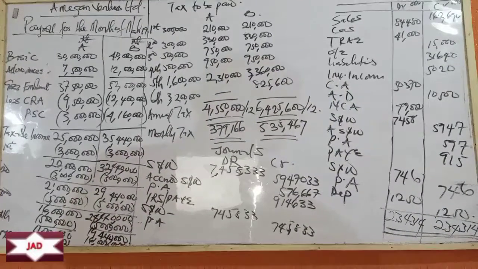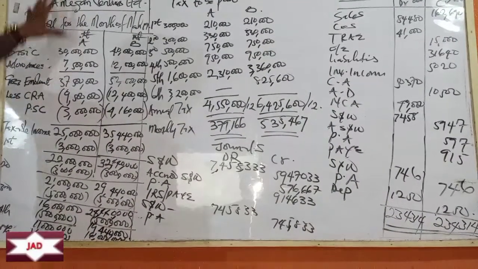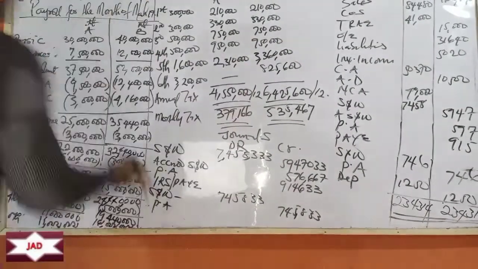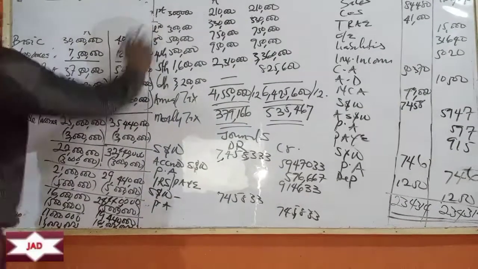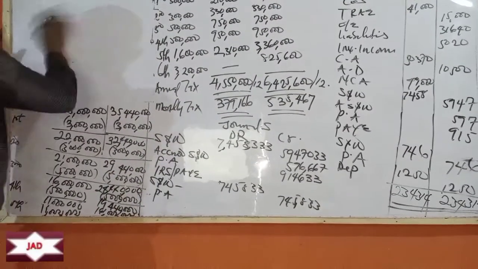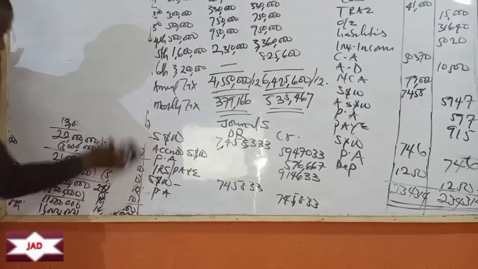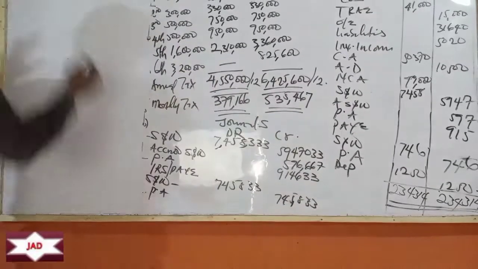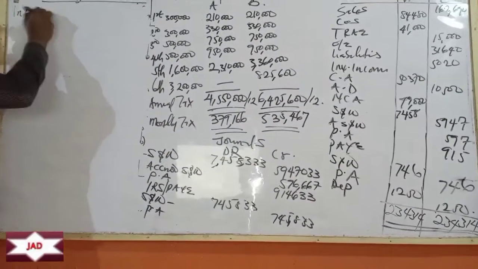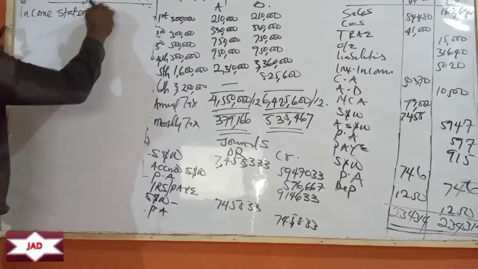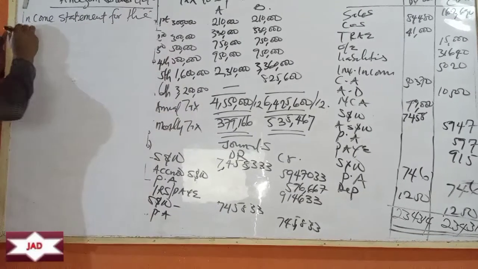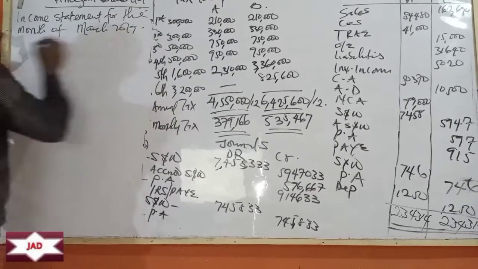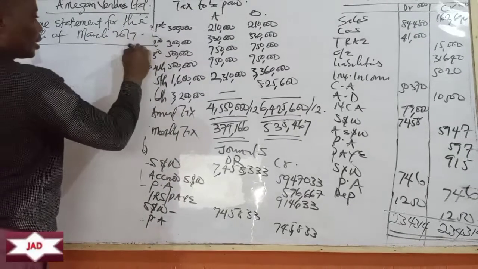Let's see what we should take off. I think we should take off this, right? Yeah. So let's take off this. So we have what? Income statement for the month of March 2019.